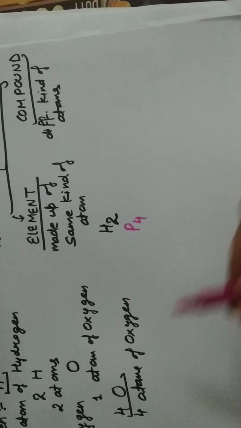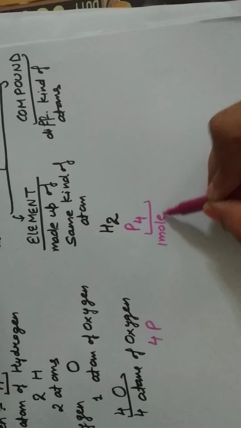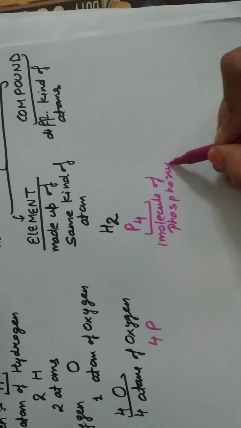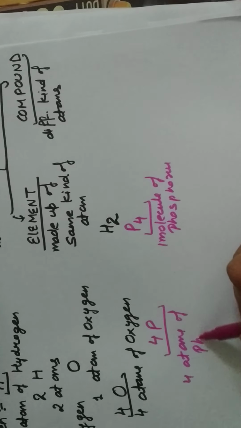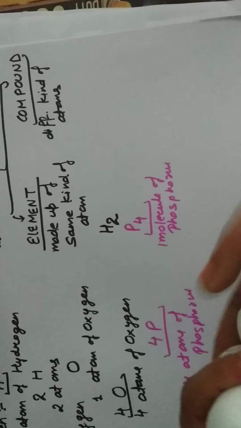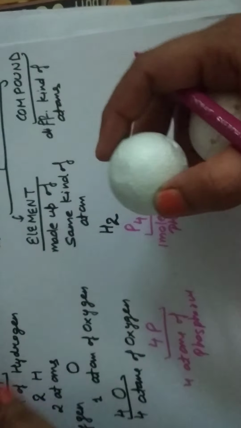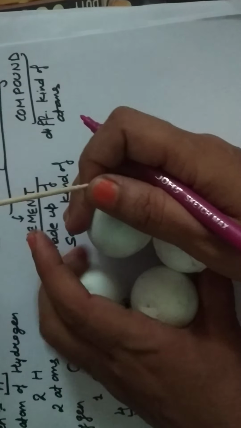But if I write 4P, this represents four atoms of phosphorus, whereas P4 represents one molecule of phosphorus. So in this case, these four atoms get separated from each other, but in P4 they will be joined through bonds. Right?